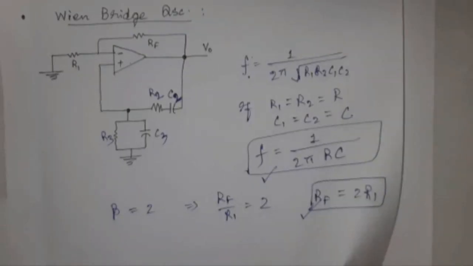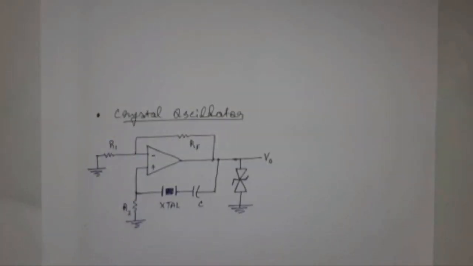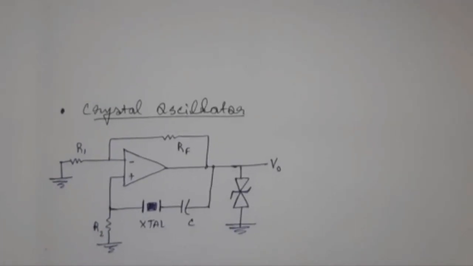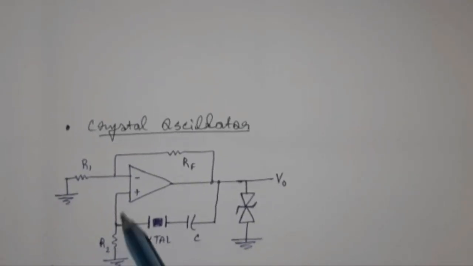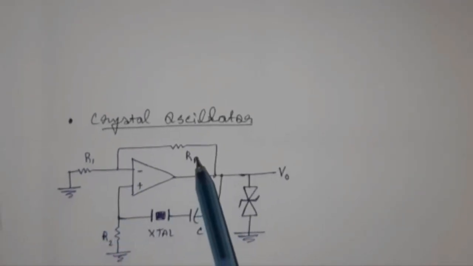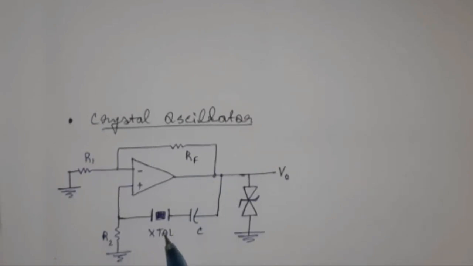Now the next one in the series is the crystal oscillator. You can see the circuit of the crystal oscillator here. Resistance R1, feedback resistance RF. This is a crystal. Resistance R2, capacitance C, and these are two Zener diodes. The pair of Zener diodes at the output ensure that the output amplitude is exactly at the Zener voltage. This circuit has a higher gain, and this is an op-amp based crystal oscillator circuit.